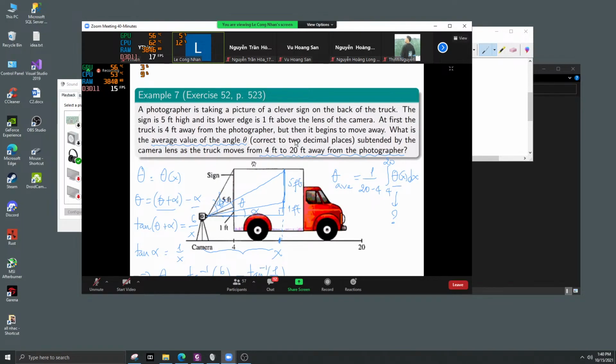Okay? And if we plug theta into this formula and compute the integral, we can get the average value of the angle theta. Okay, does it make sense? Mấy em theo kịp không ạ?